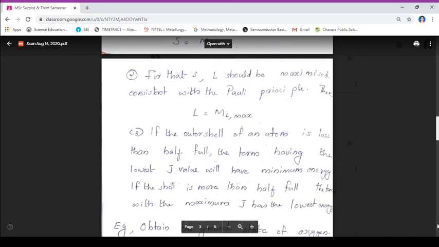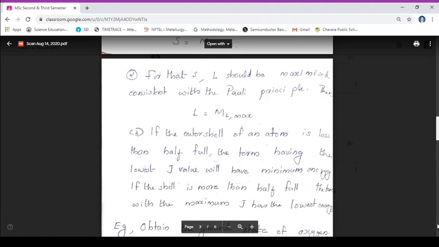That means it is a half filled shell. It is less than half filled. That means for the d shell, the maximum number of electrons is 10. So if it is only having 3 electrons, that means it is less than half filled. In that case, you have to take the J value which is minimum.